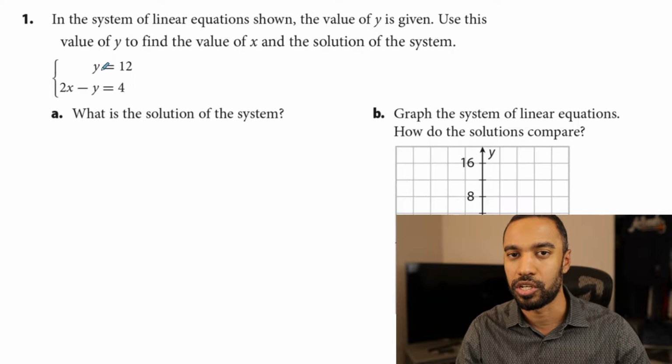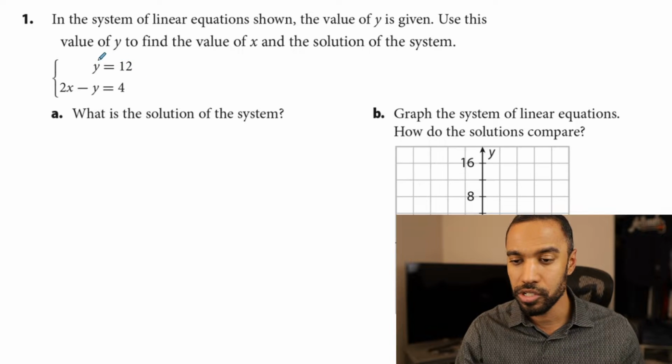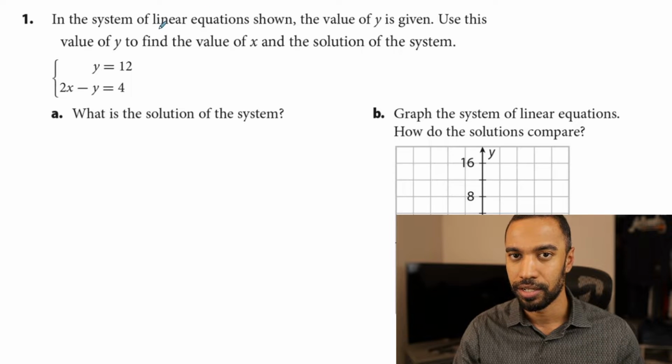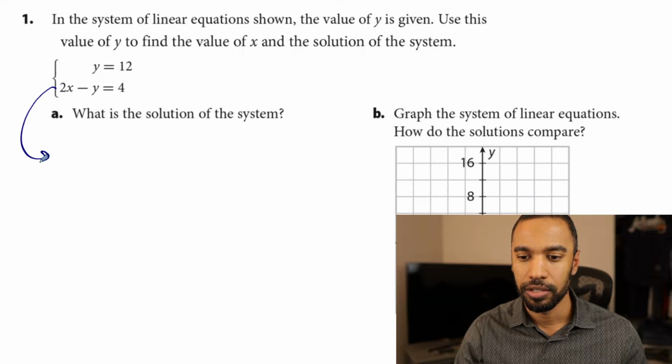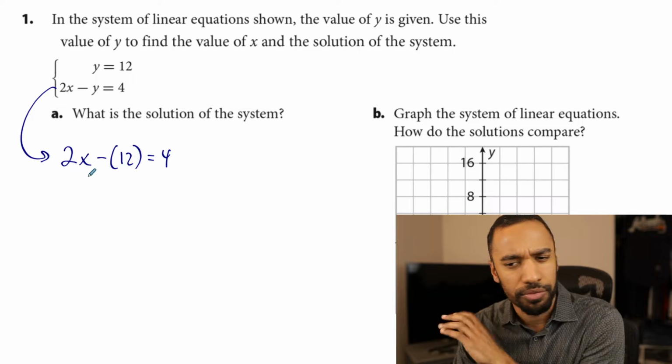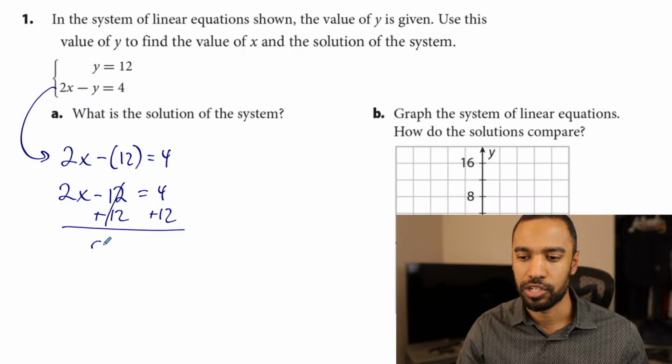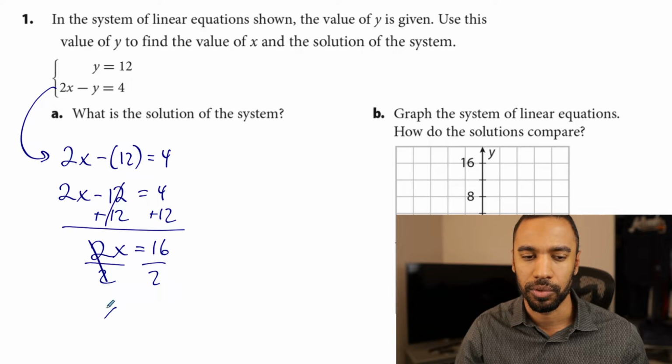So in the system, we happen to notice that y equals 12. Y doesn't just equal 12 in this equation. Y also equals 12 in this equation. 12 is an equivalent value for y, so I'm going to substitute 12 for y into the other equation, and then I'm going to solve for x. So right here, substituting 12 for y, I have 2x minus (12) equals 4. And I'm using parentheses for emphasis that it is a substitution. It is 2x minus 12 equals 4. I'm going to go ahead and add 12 to both sides there, and I will then get 2x equals 16, divide both sides by 2, and I get x equals 8.